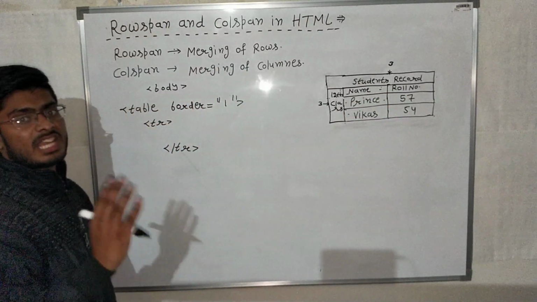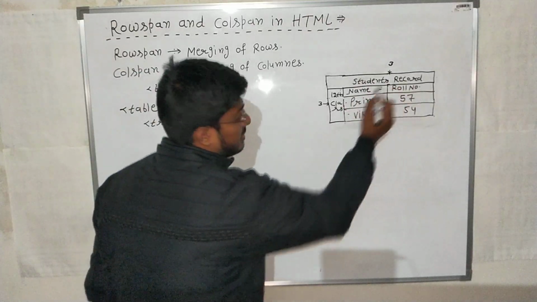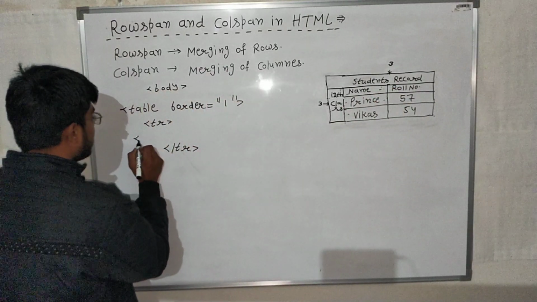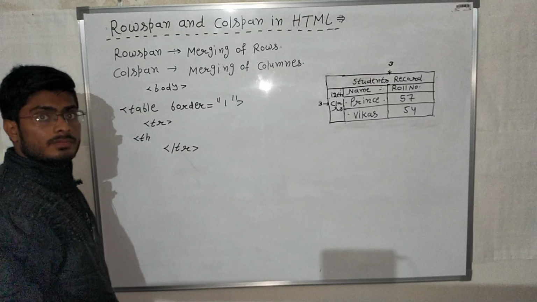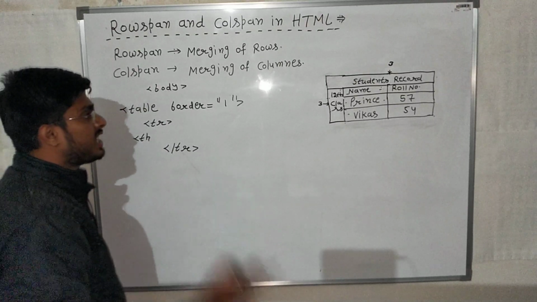The basic difference between the table data and the table headings is that in table heading, you will see here the darkness in these words. So I'm writing here the TH tag, okay friends. And you can write here also the TD tag, friends. Now the concept will start.